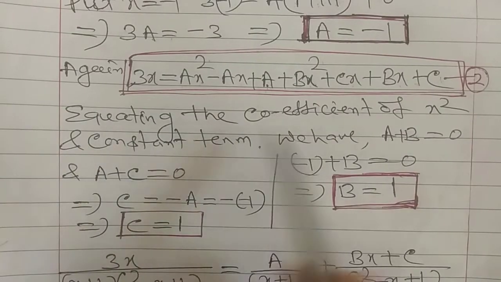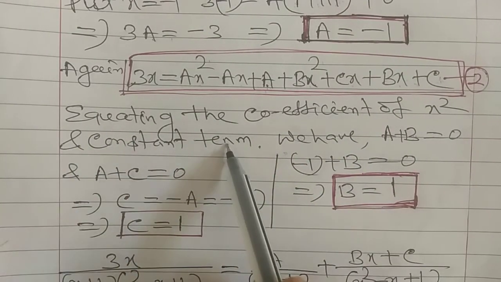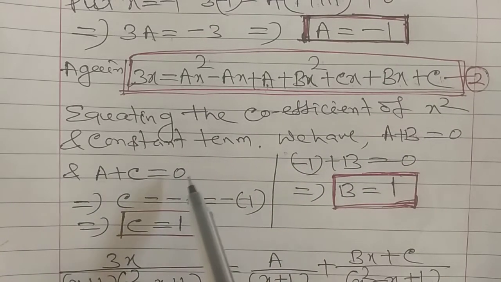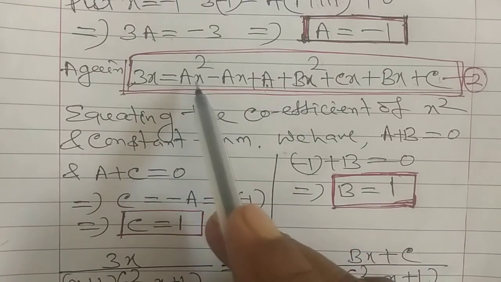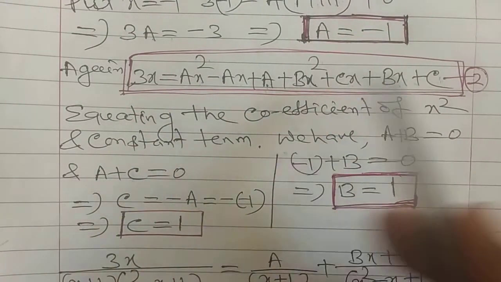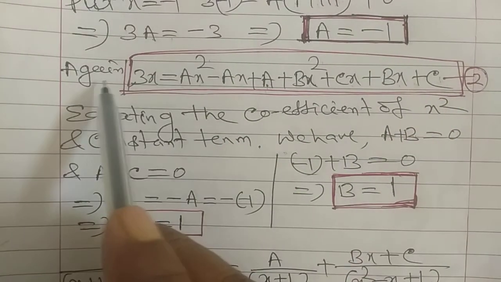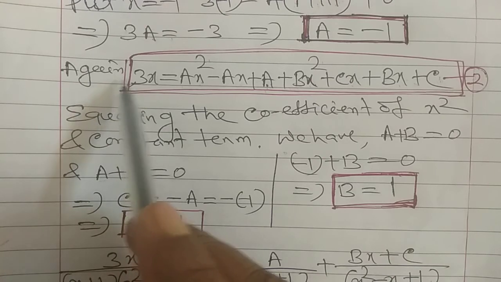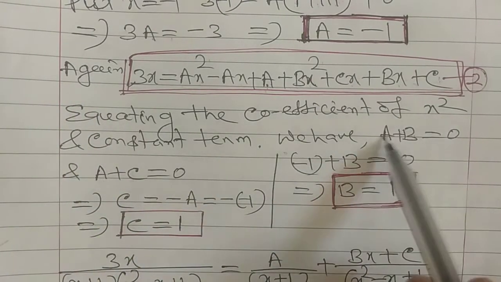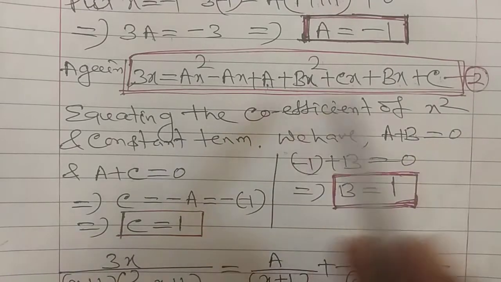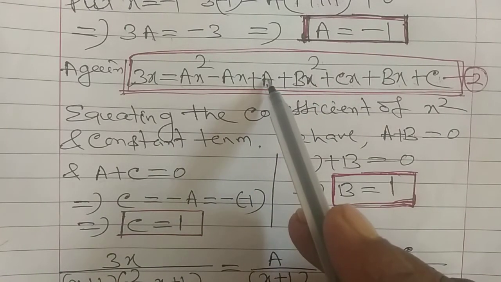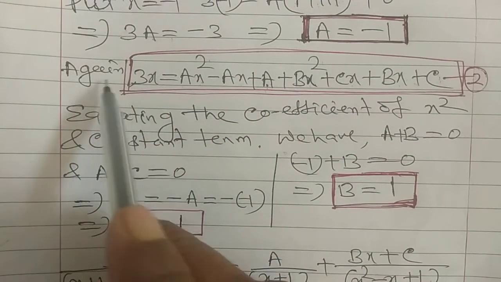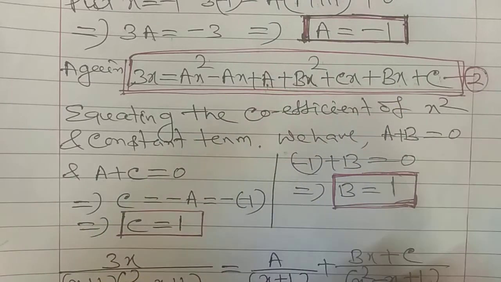Now equating the coefficient of x square and constant term, we have a plus b is equal to 0 and a plus c is equal to 0. The coefficient of x square, that is a plus b on the right side of equation 2, and there is no term of x square on the left side, so the coefficient is 0, so we have a plus b is equal to 0. And equating the constant term, on the right hand side we have a plus c, and on the left hand side there is no constant term, so a plus c is equal to 0.